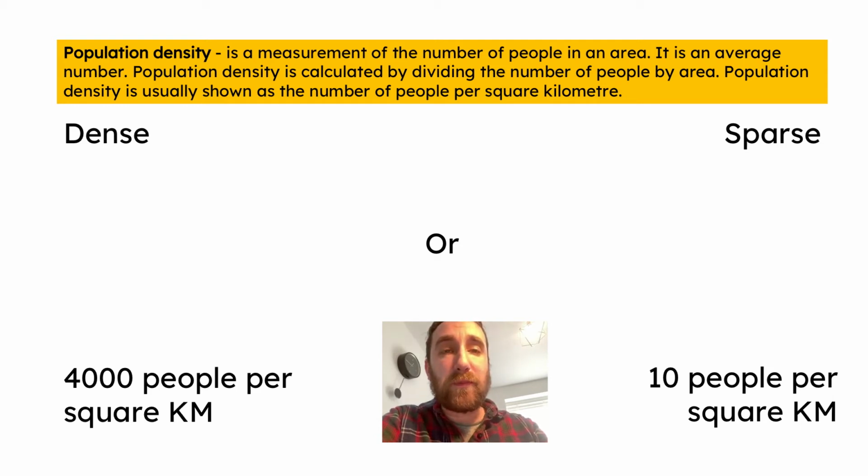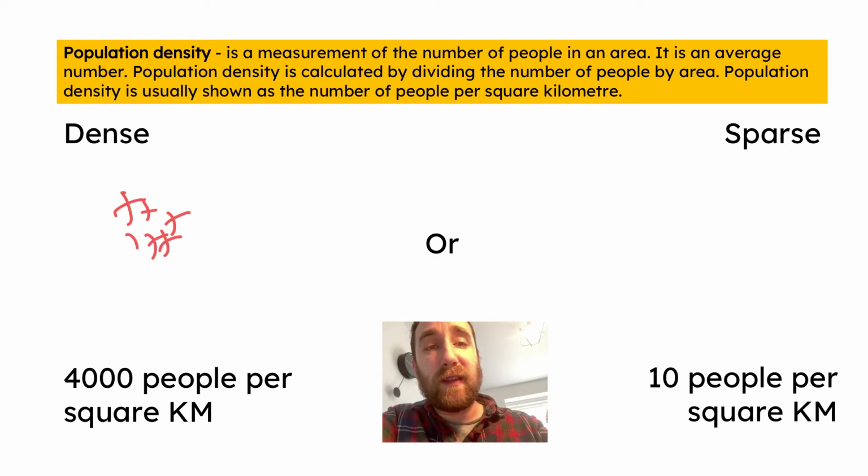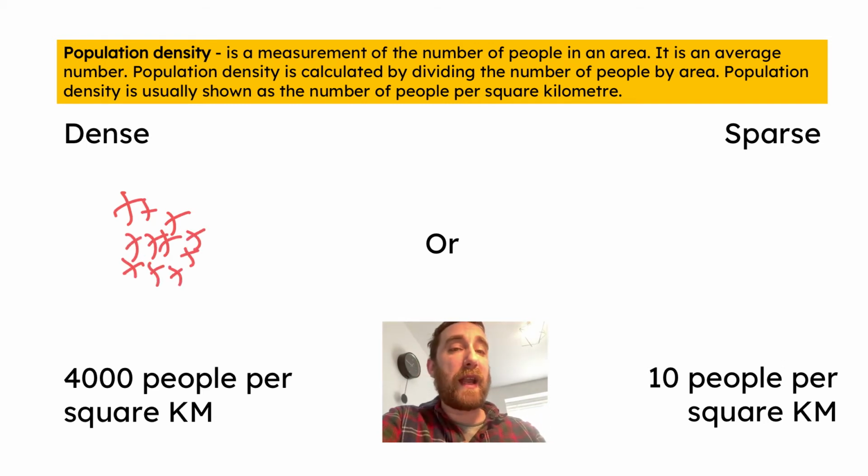If I was to draw dense population as a diagram, how would I do that, Rachel? Yes, draw lots of points close together. So I could represent it like this. All these points tightly packed together, and I would say that that's densely populated. There's a lot of people within the area.